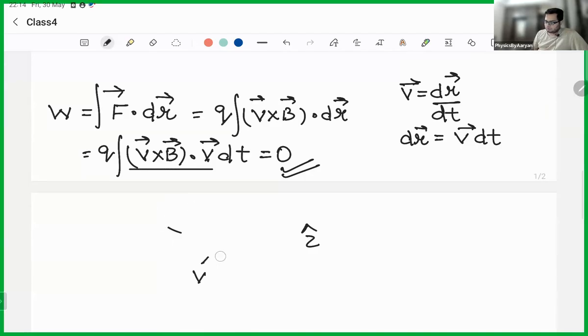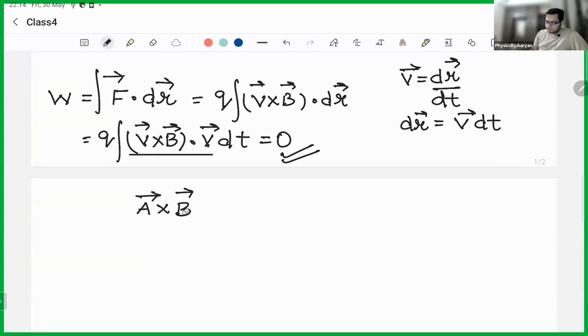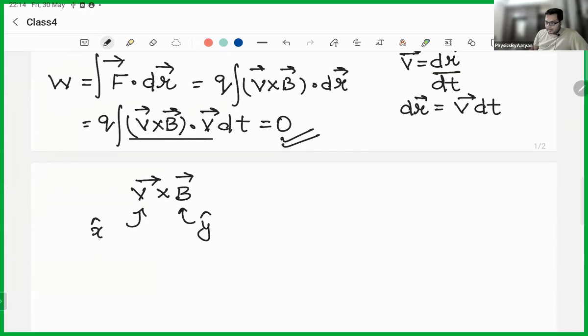Simple. So you see, cross product. A few people have doubt, so let's go through it. When you do A cross B, let's say v cross B, let's say v is in the x-axis and B is in the y-axis. Then x cross y will be in the z direction. So this vector v cross B will be in the z direction.